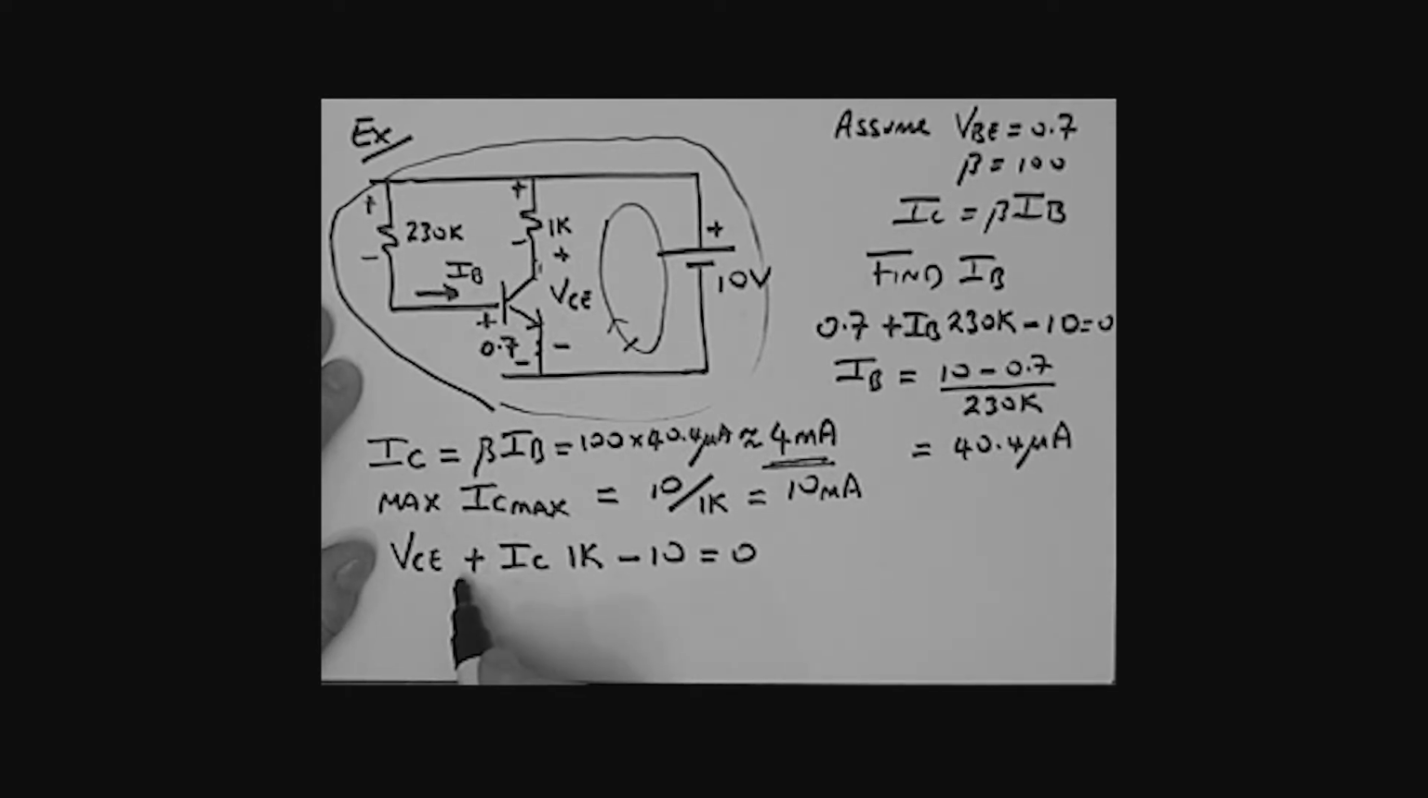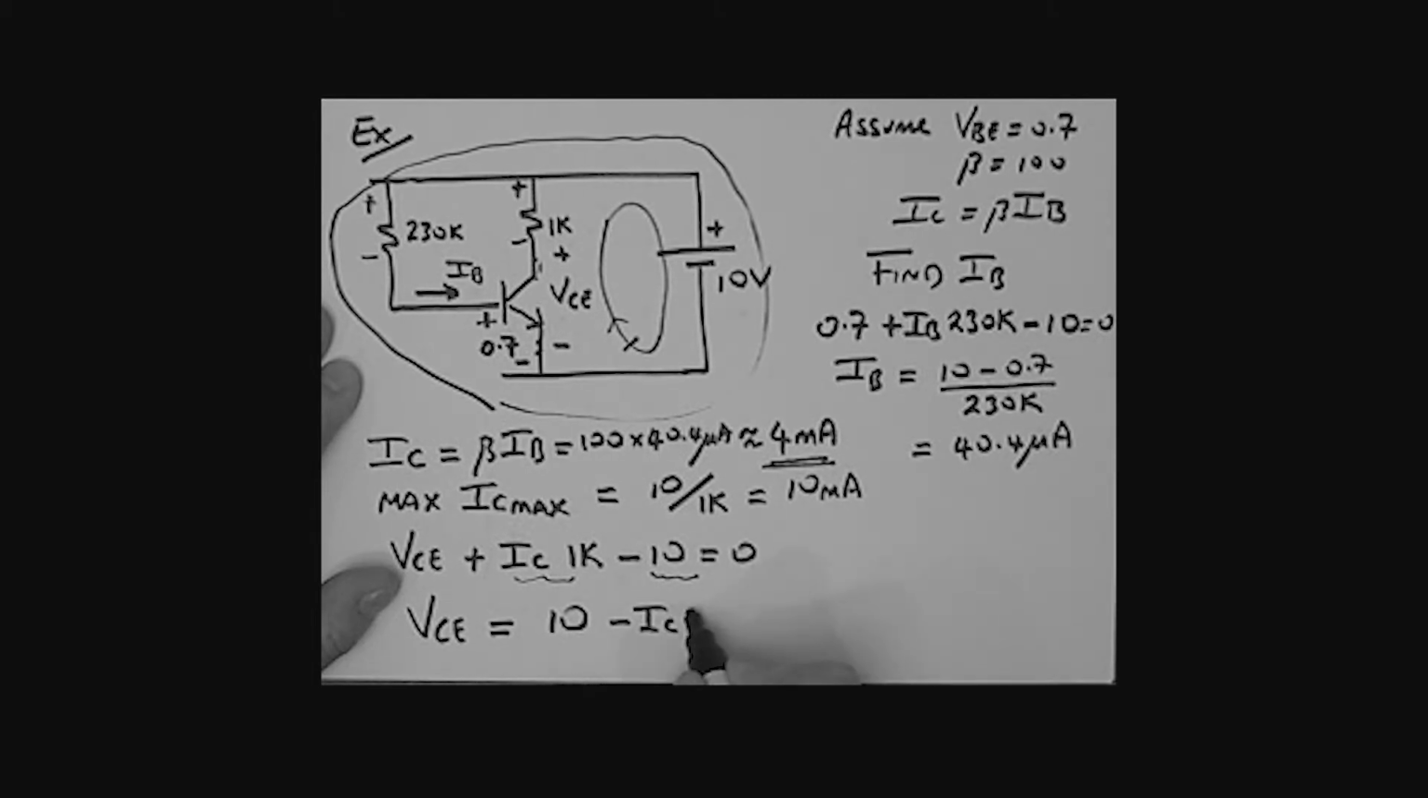Once again, it really is a simple loop. I'm trying to find VCE, so what do I need to do? Take this and this over to the other side. VCE is then equal to 10, that going to the other side, minus IC times 1K. The IC was what?